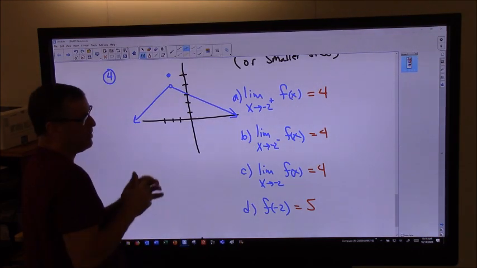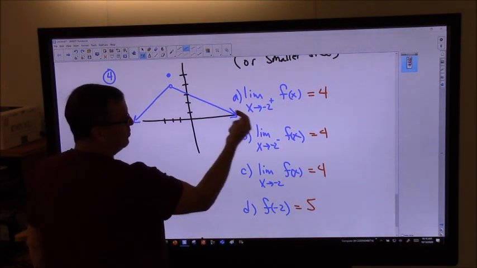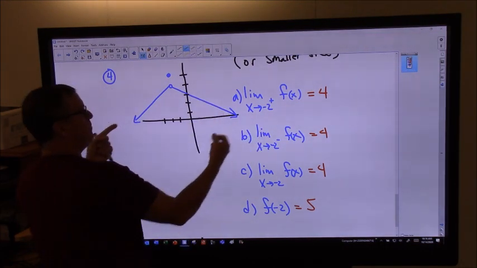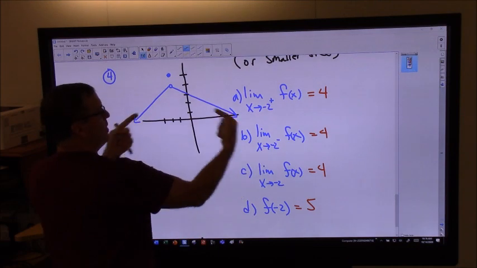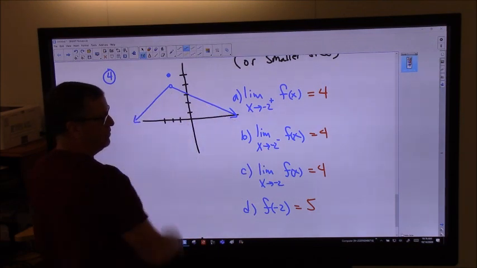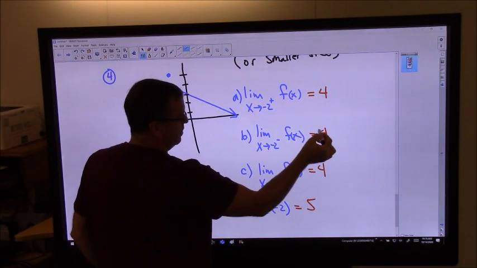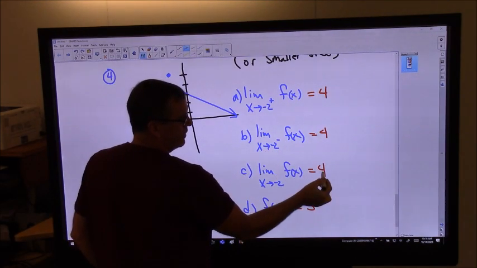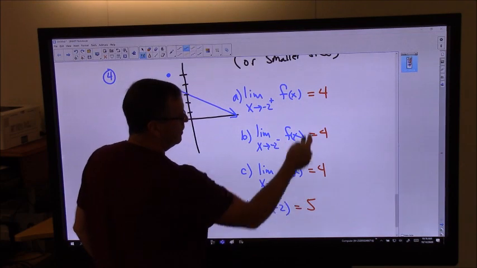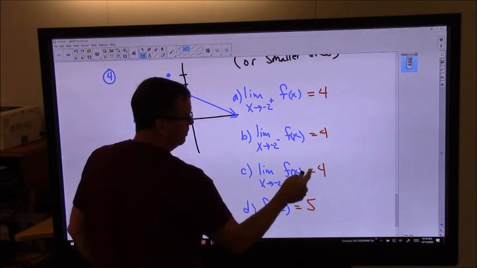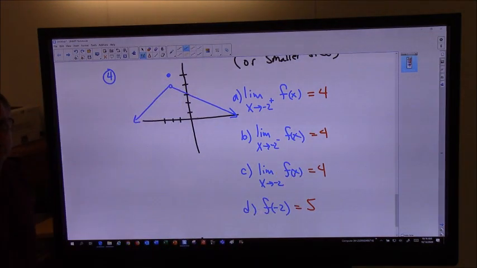But they're really trying to make sure that we get it, that here we're coming at it from the right, here we're coming at it from the left, and here we're coming at it from both directions. Okay? And these two numbers would have to be the same to be able to write this answer down, and it would be the same as those. If these two numbers are different, then we're in a does not exist situation.